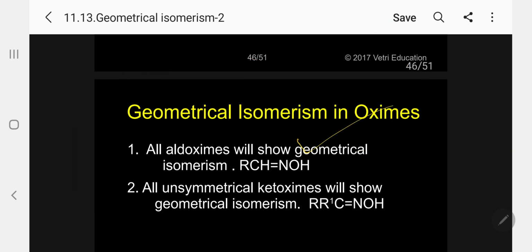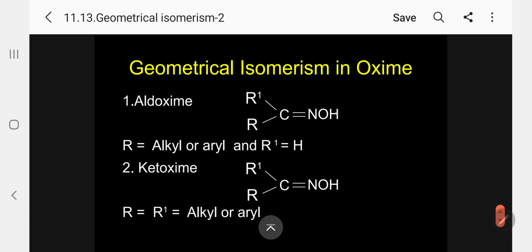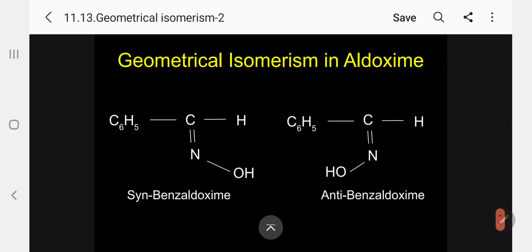All aldoximes will show geometrical isomerism. All unsymmetrical ketoximes, unsymmetrical ketoxime meaning R and R dash different, will show geometrical isomerism. This point is important, kindly follow. So this is aldoxime, this is the ketoxime. Here I am saying R1 is H, here I will say R1 is an alkyl group. Please follow. I will take a specific example here.